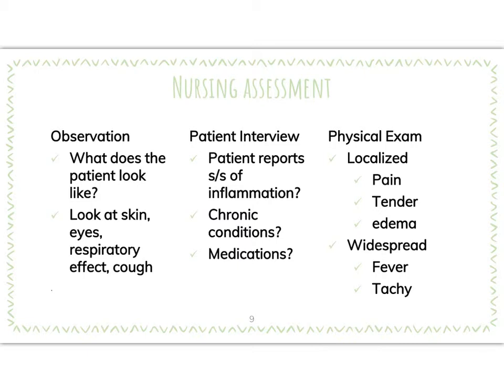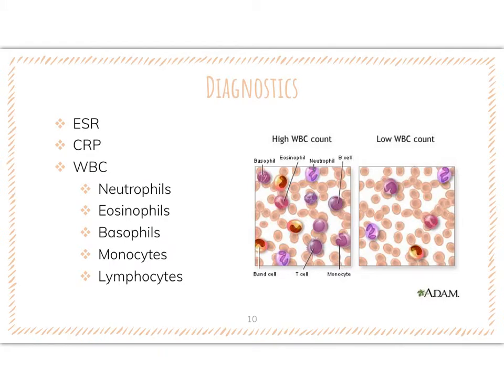If it's widespread, then you guys know that we need to assess for signs and symptoms of a widespread inflammatory process, such as fever. They're tachycardic, they're tachypneic, they might have general malaise and body aches. Looking at the diagnostics, the good news is many of these we've already touched on in class. We've talked about the ESR, the erythrocyte sedimentation rate, and the CRP, the C-reactive protein. Both of these are elevated in inflammatory processes.